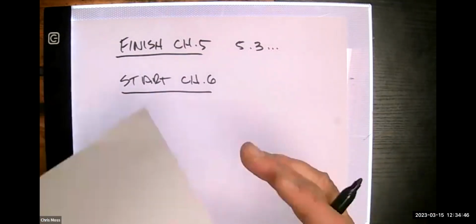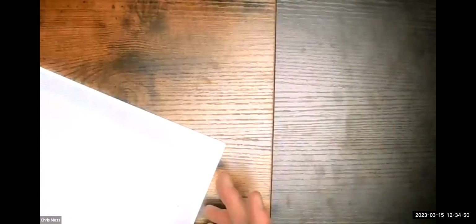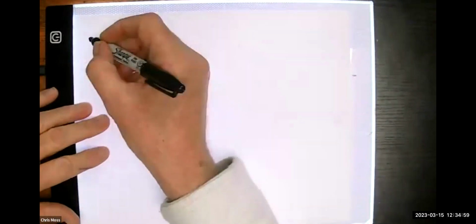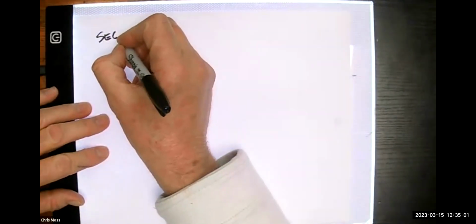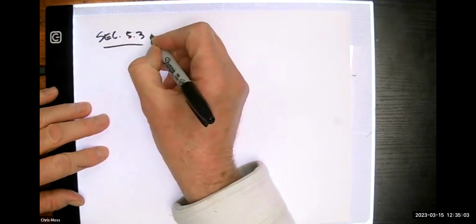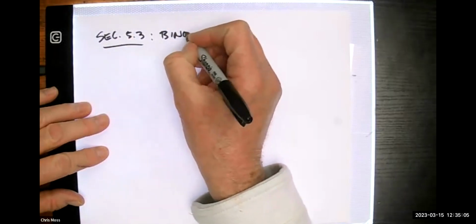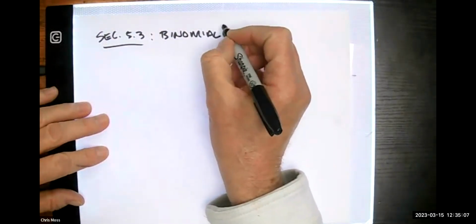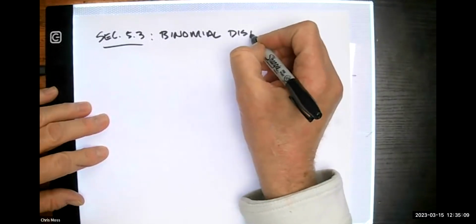All right, so as I say, I'm going to be working in chapter 5. Oh dear, come back here. All right, so chapter 5, 5.3. The binomial distribution.